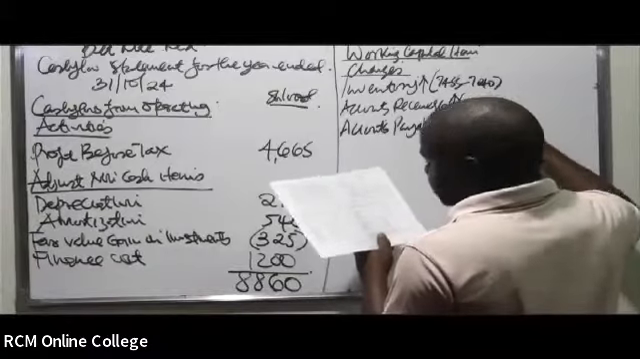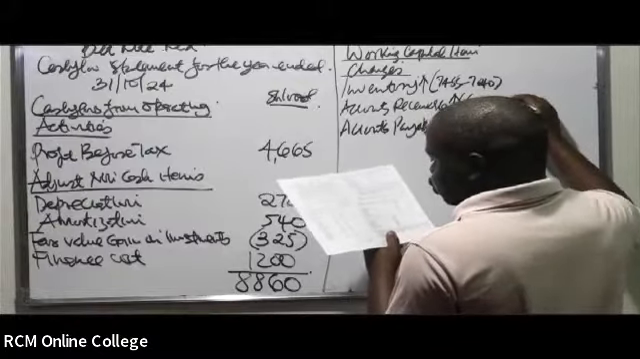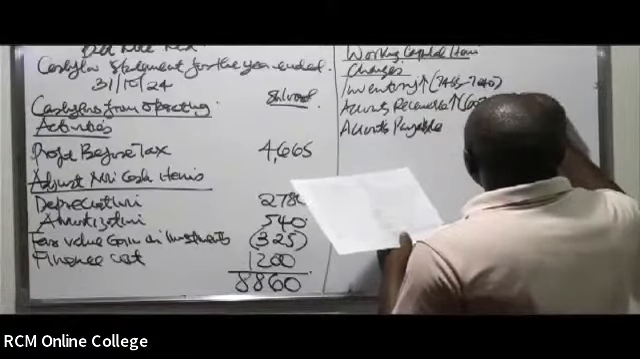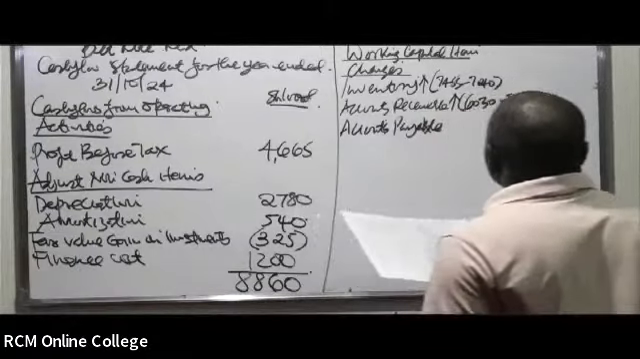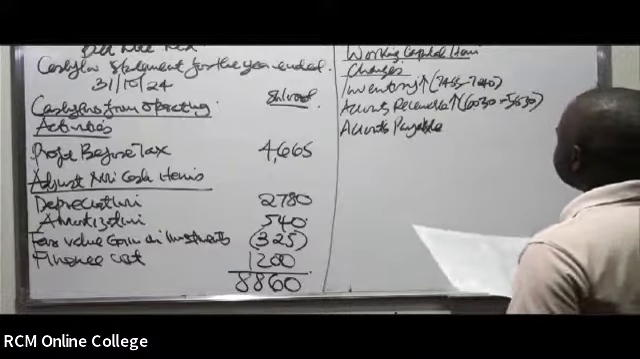Not 5830, but 6030 minus 5830. What are you getting? This one seems to be 200. Is it 200? Accounts receivable.